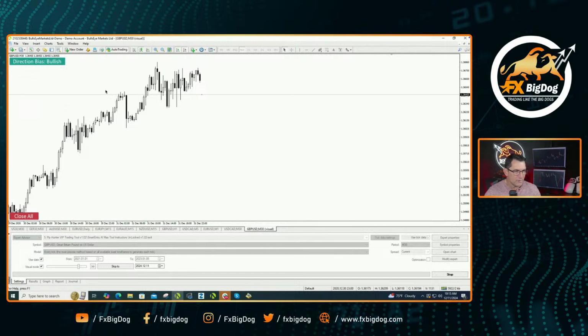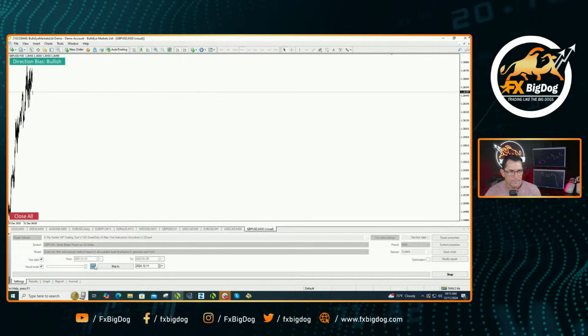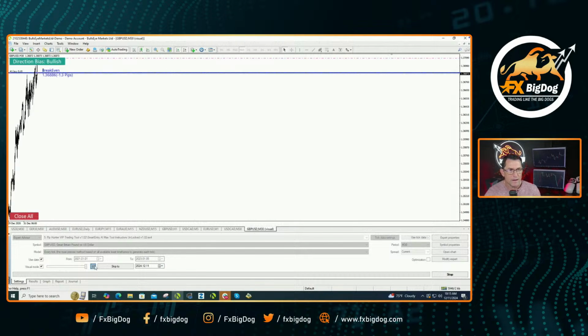All right, so remember we spoke about biases, right? So what we're going to do here is very simple. In a bullish bias, we want to buy, right? So when we look at this right here, I'm going to speed it up a little bit, and let me go ahead and compress the chart so you can see what it looks like. So in a bullish bias, we're going to buy.